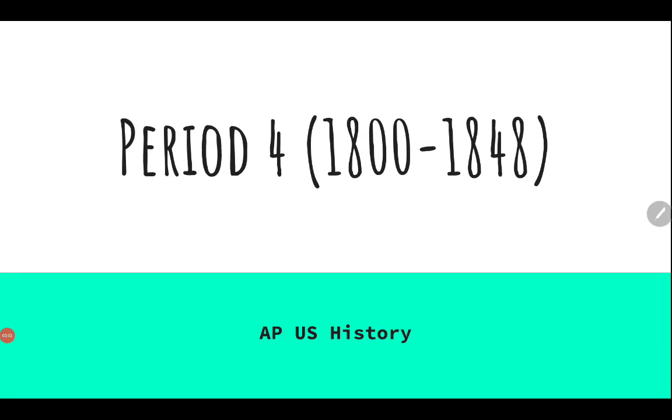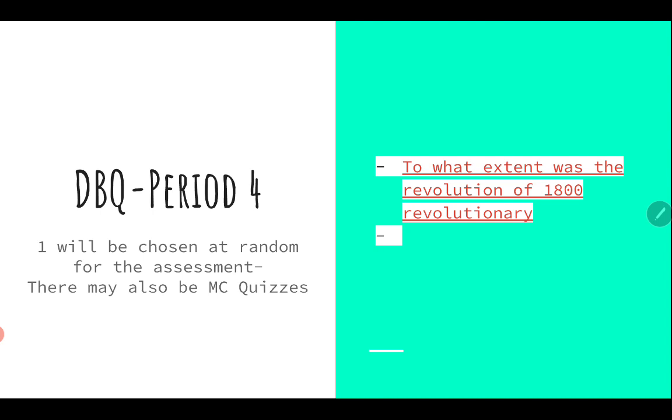Hi y'all, this is going to be period 4, the next unit. We're going to be covering 1800 to 1848, so it is essentially the revolution of 1800, the election of Jefferson, all the way to basically the lead up to the Civil War, the Mexican-American War, and then the breakdown until the Civil War. So this is the revolution of 1800 to the Mexican-American War.